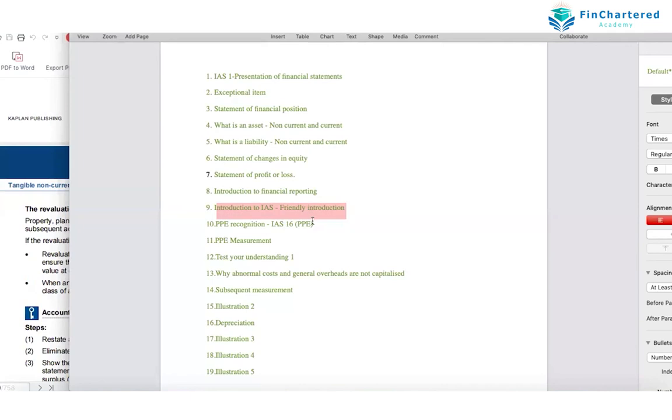Then we saw PPE. One specific friend that comes and helps you is IAS 16, and it tells you how to deal with property, plant, equipment. When do you recognize something as PPE? Two criteria. First, it should get you future benefit. And two, there has to be a reliable cost.